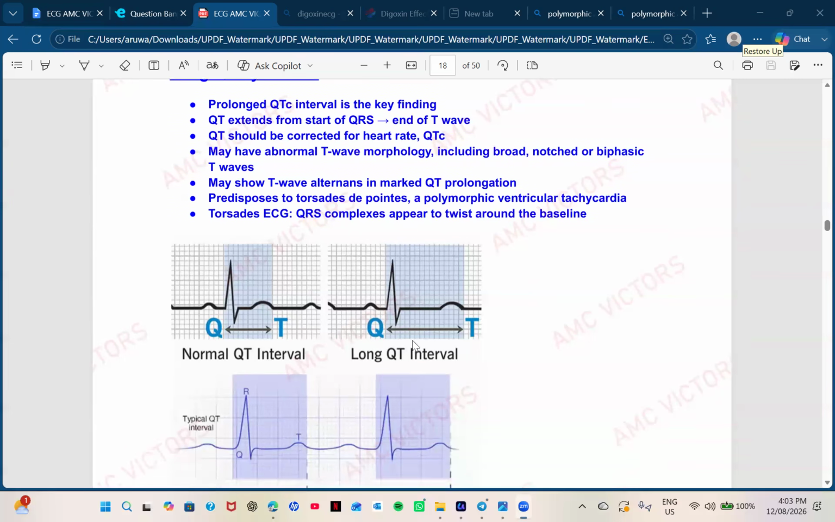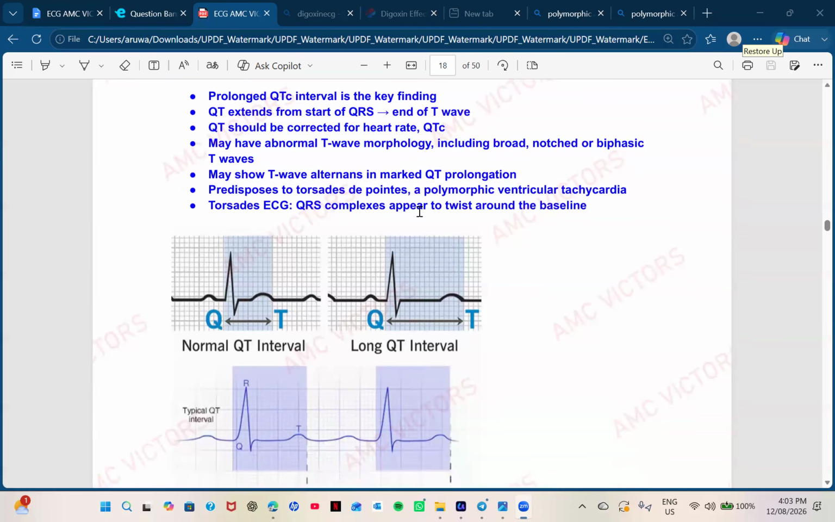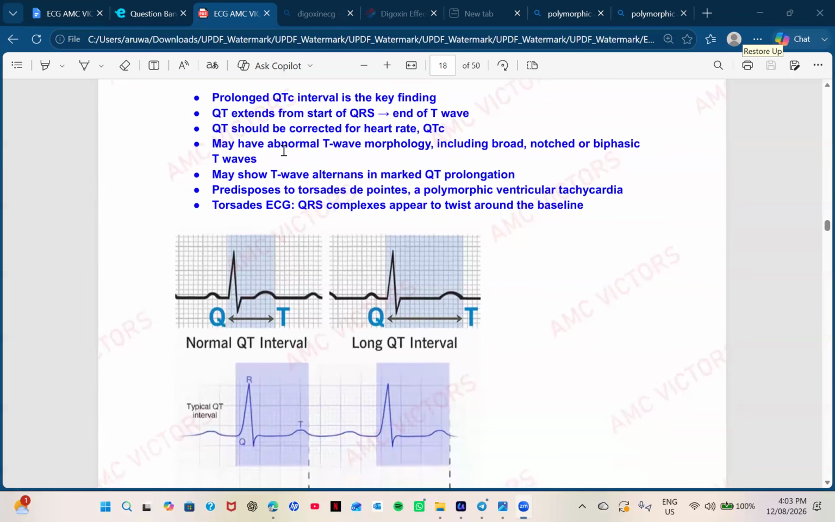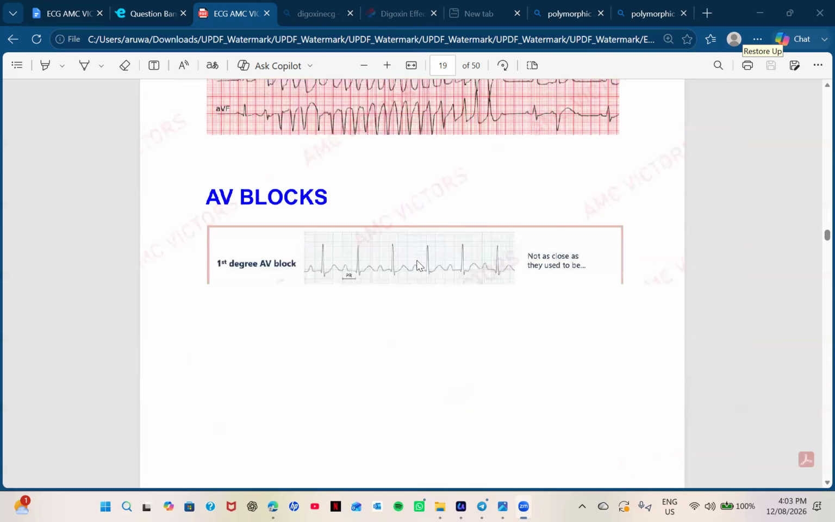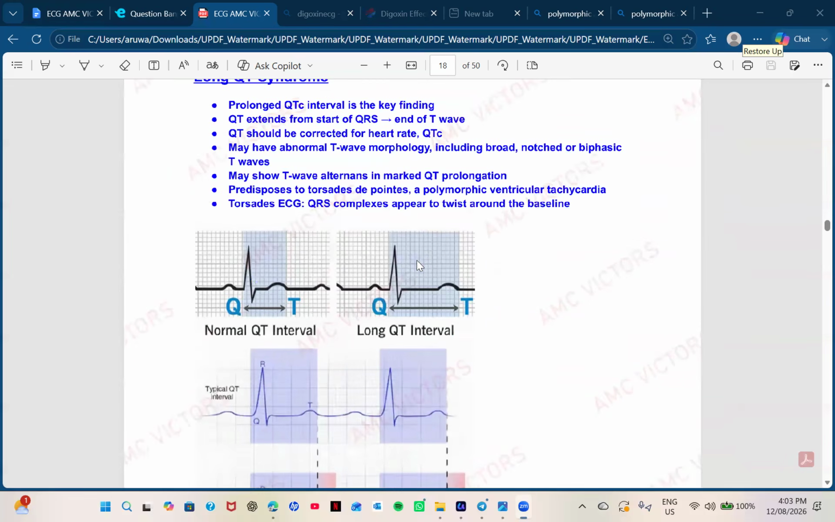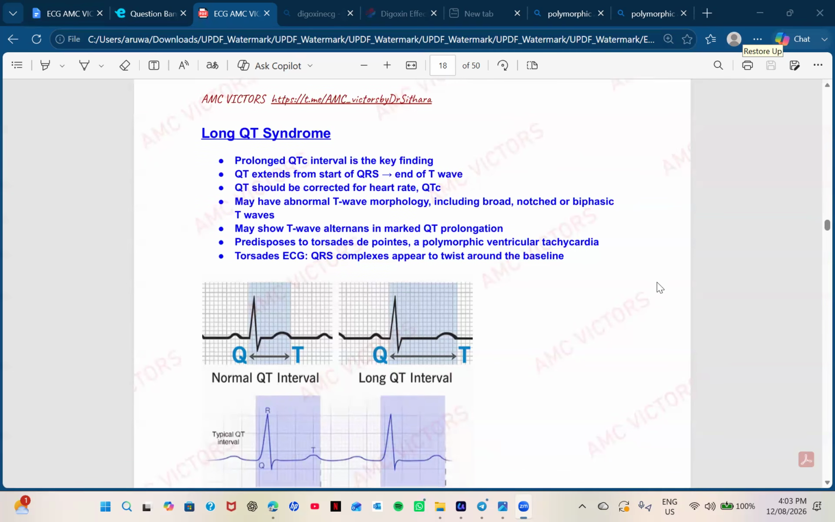We know what QT is. Everyone knows, right? QT should be corrected for the heart rate. It may have abnormal T wave morphology, including broad notched or biphasic T. I'll show here. Oh no, I have not attached it anyway. It may show T wave alternans, and marked QT prolongation predisposes to torsades de pointes, polymorphic ventricular tachycardia, right?